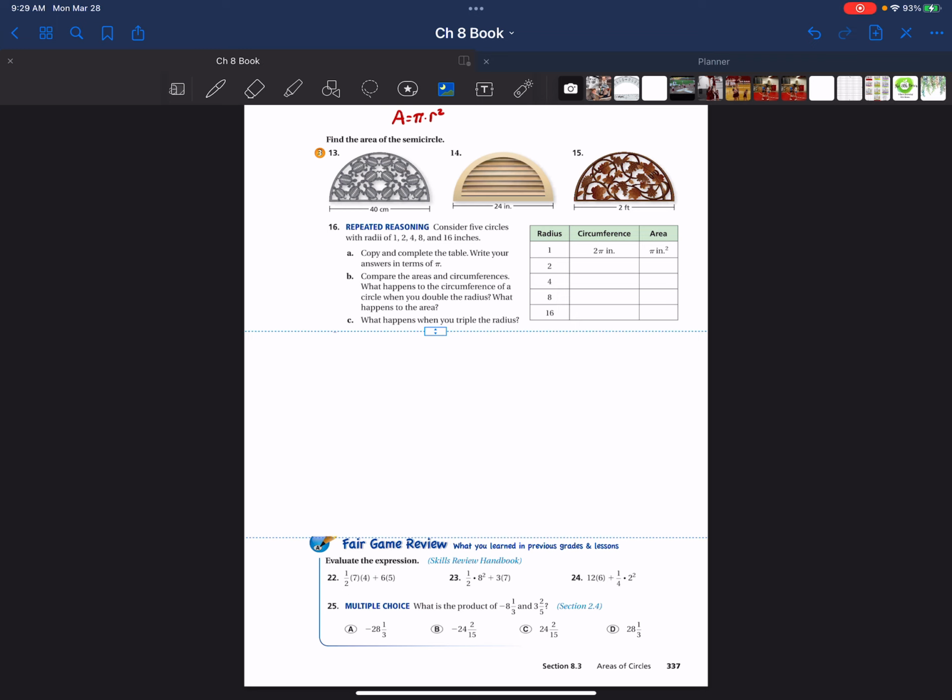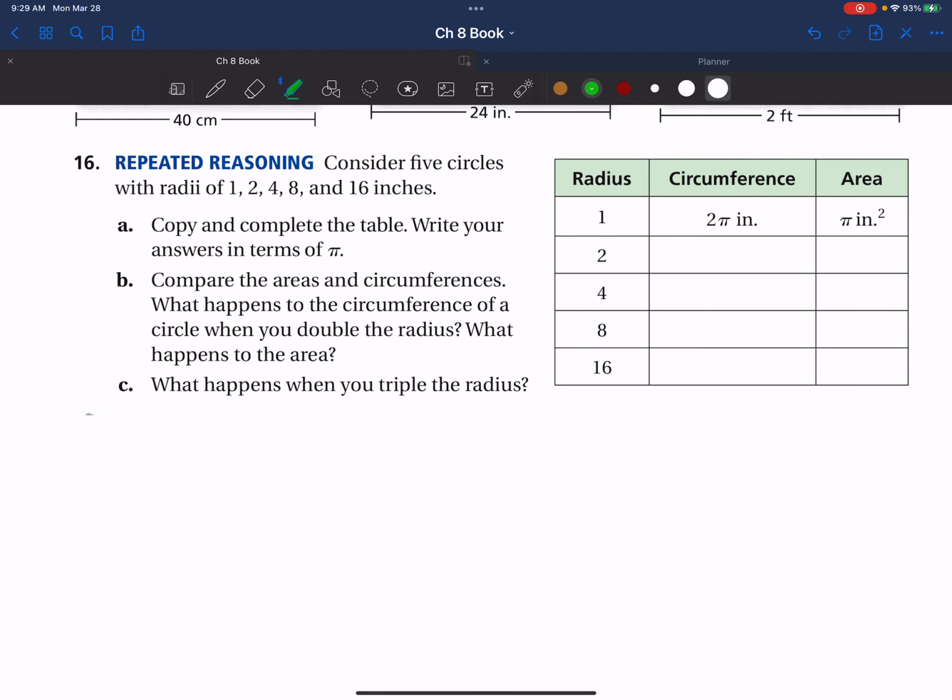16. Consider 5 circles. Each one has a radius, and so there's a radius of 1, 2, 4, 8, and 16. Copy and complete the table and write your answer in terms of pi. So when it says in terms of pi, it means don't actually do the math, just leave it as if you were going to times it by pi. For example, let's do the first circle. They've already done it for us, but this will help you understand it.